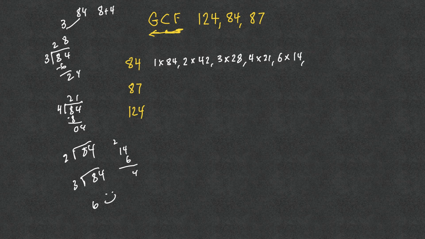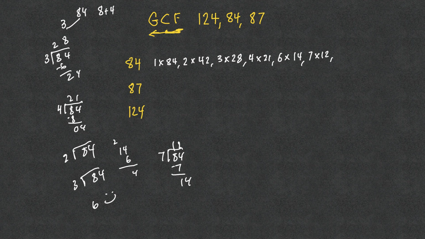What about 7? Does 7 times anything equal 84? Probably not, but let's just check it. Oh my gosh, it's true. It works. Look at this. 14, that's 2. It's 12. Wow. 7 times 12 is 84.